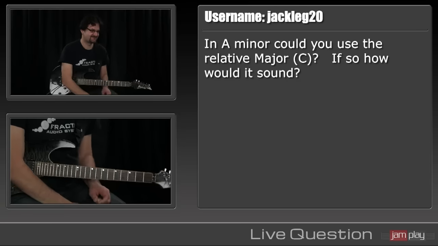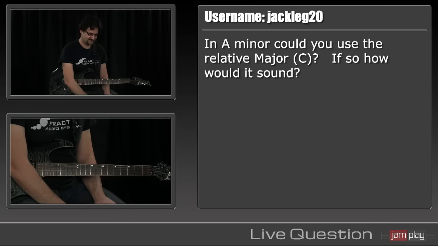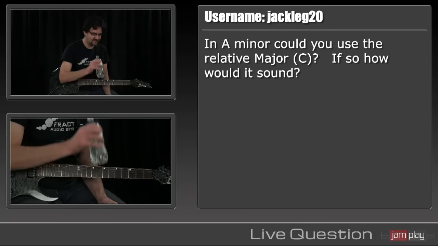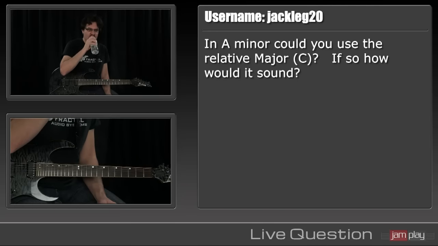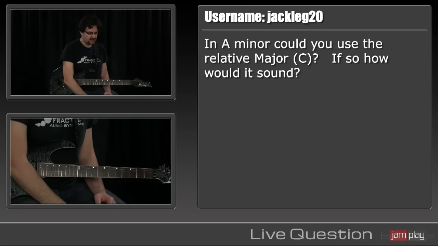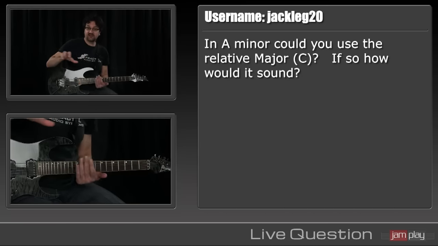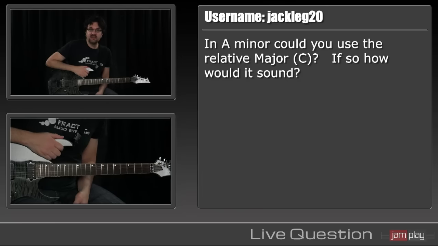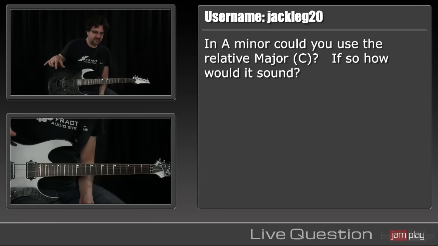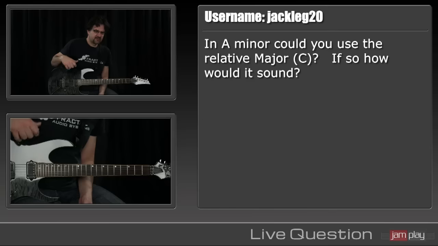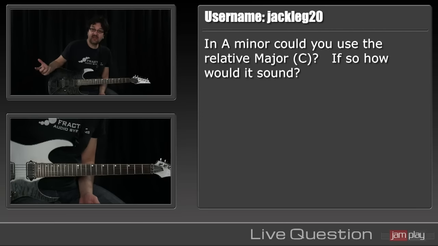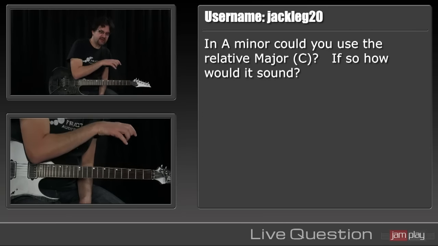Okay. We had to tweak this question a little bit, so hopefully I got it right for you, Jackleg 20. In A minor, could you use the relative major, which would be C? If so, how would it sound? Yeah, that's a good question too. That's exactly what happened with those pentatonic scales, where the shapes are the same, and that's because they're relative positions. In other words, an A minor scale shares the same exact notes as a C major scale.